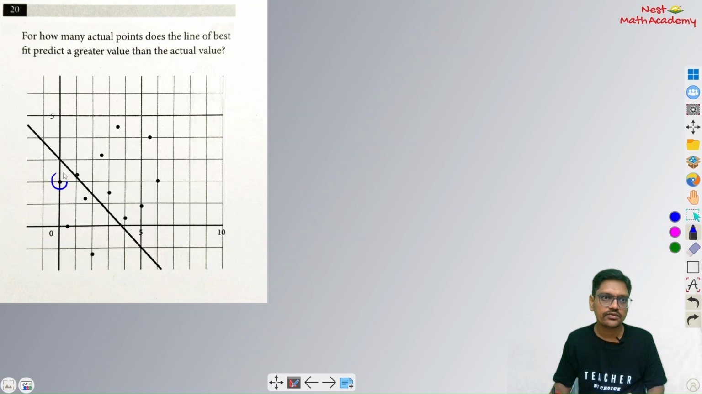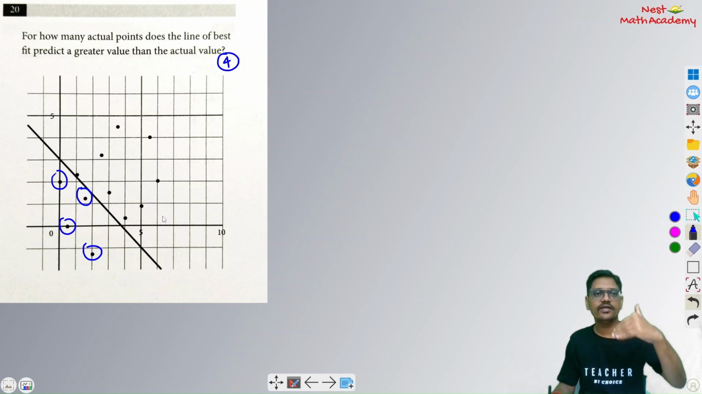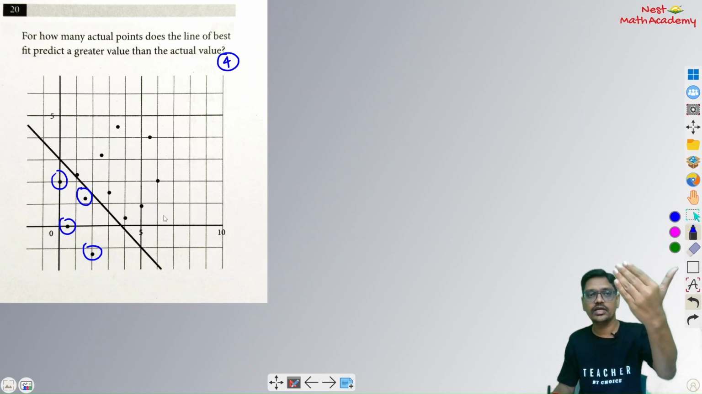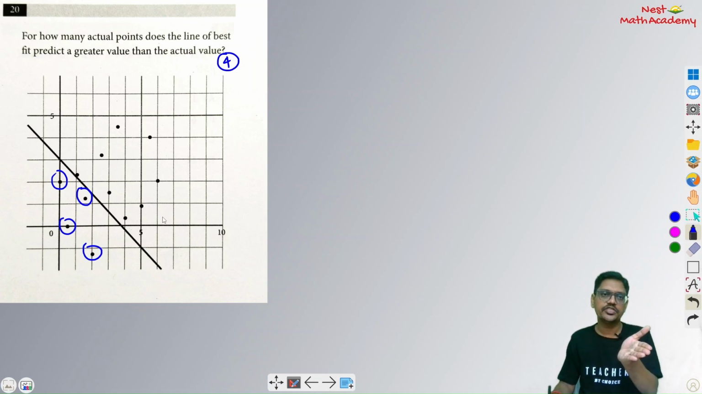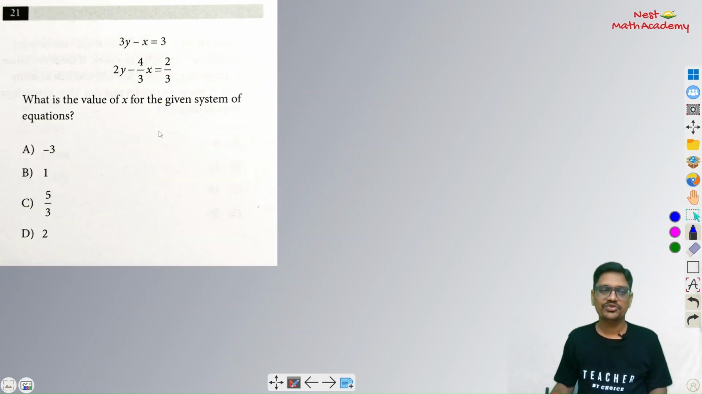Therefore, clearly I can see that 1, 2, 3, 4 values are below the line. Means if I predict the values corresponding to them, I'll get a higher value, since the line of best fit is above that. Therefore, the answer for this is 4. Hope it is clear. Since these are below this, the predicted value is greater than that, and the rest of them are above the line, means the predicted values along the line of best fit are lesser than that. So these 4 are having values less than the predicted value. Means predicted value is greater than these values. Hope it is clear. So answer is 4.